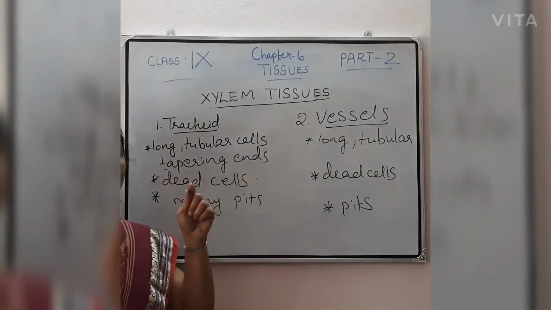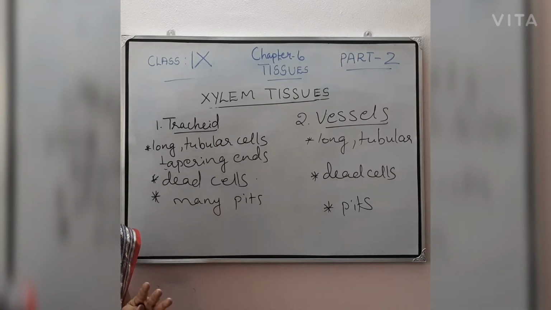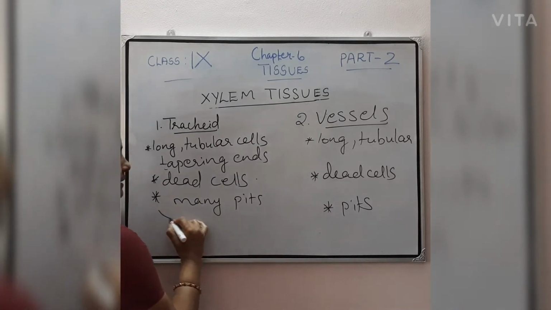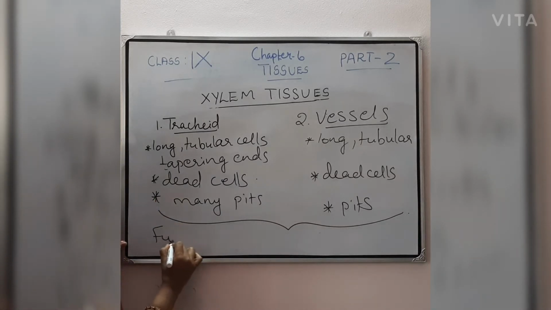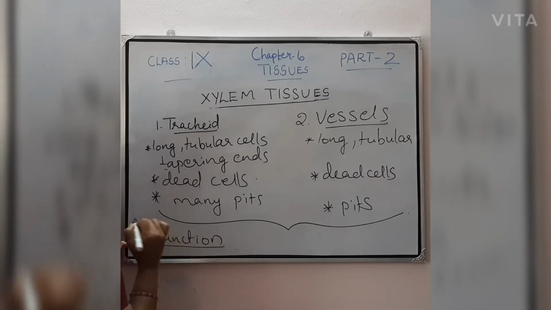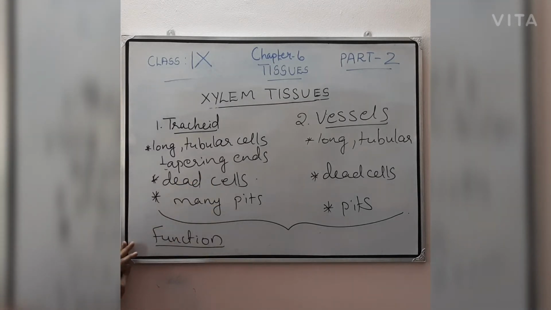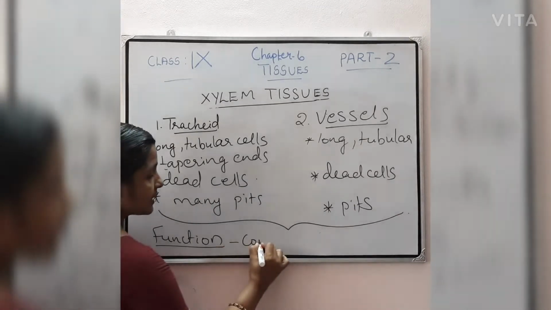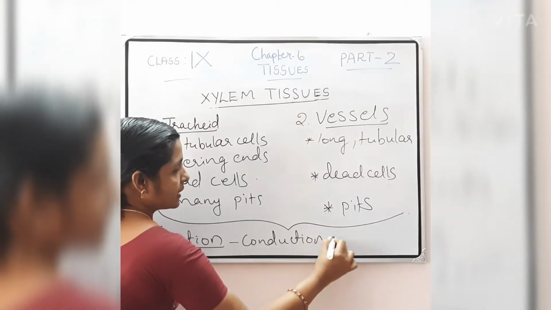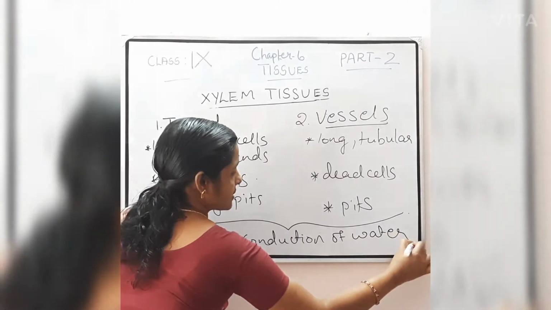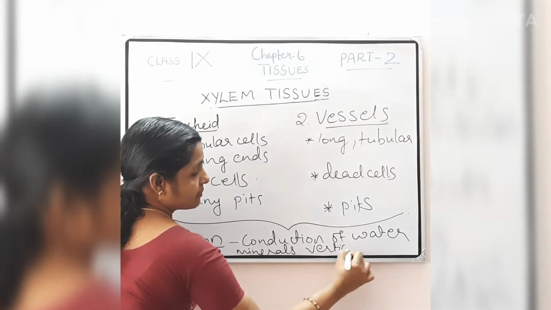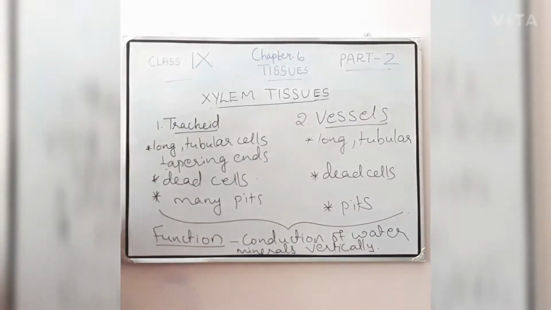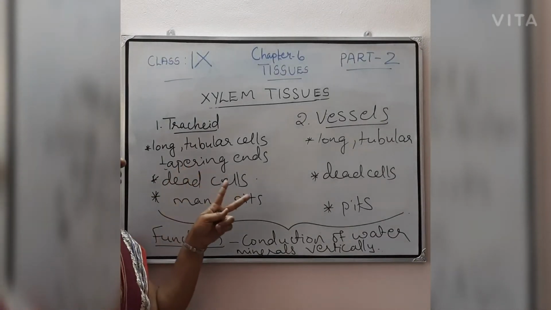So tracheids and vessels. And what is the function of these tracheids and vessels? These two, tracheids and vessels, conduct water and minerals vertically. The function of tracheids and vessels is the conduction of water and minerals vertically, that means upward. Okay, that is the function of tracheids and vessels.